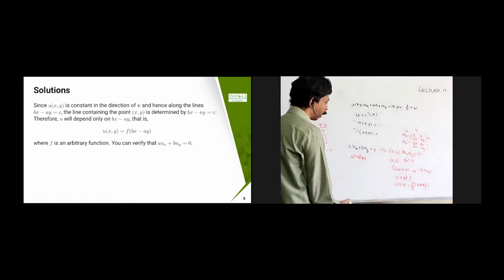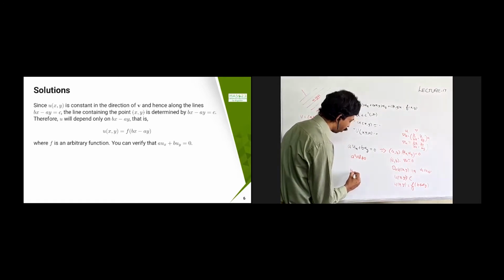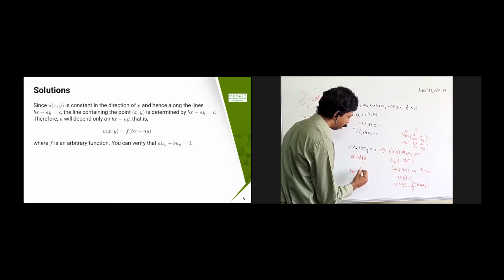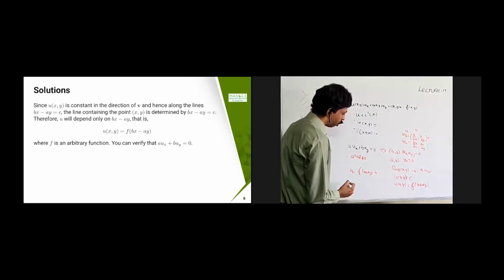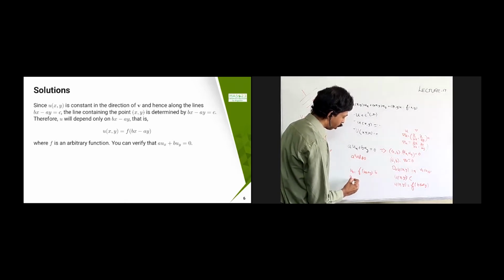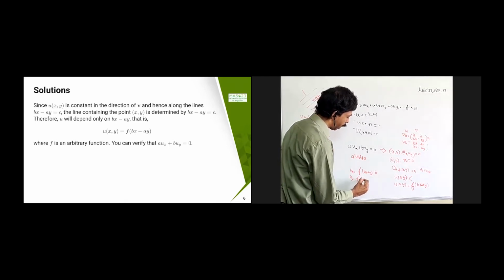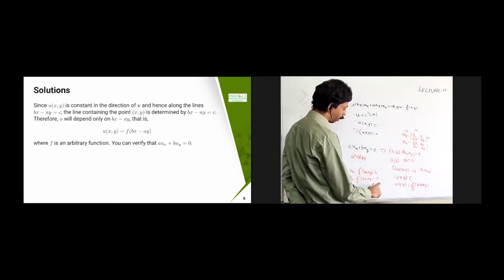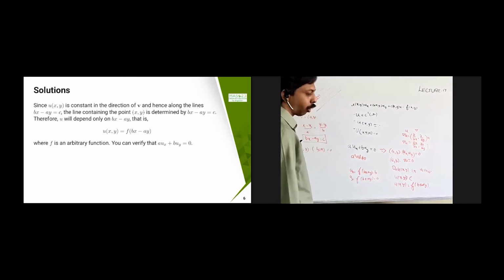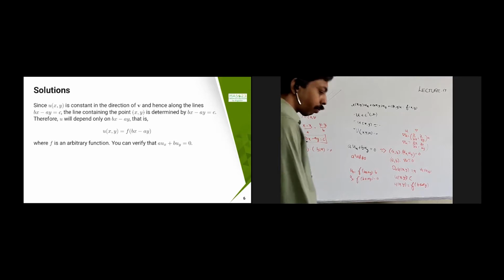You can take ux for this one. If you take ux, you are going to get ux equal to f dash of (bx minus ay) into b, and uy is going to become f dash of (bx minus ay) into minus a. So if you sum it up, multiplying by a and b, it is going to become ab and minus ab, so both are going to get cancelled, and the answer is correct. Here f is an arbitrary function. You can verify that a ux plus b uy is equal to 0, therefore it is satisfied.